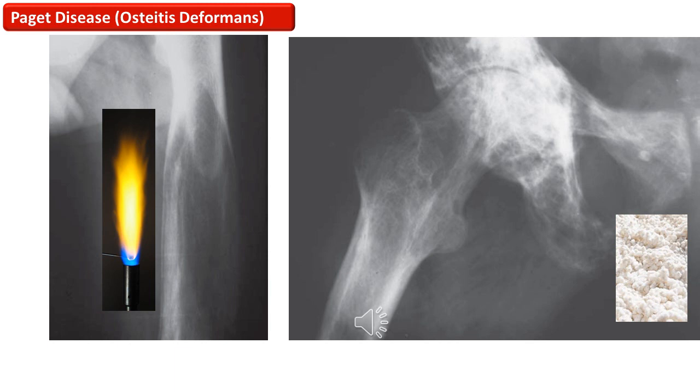As the disease advances, it is characterized radiologically by the cotton wool appearance, that is the presence of cortical disorganization and irregular coarse trabeculation. So cotton wool appearance is the characteristic of late Paget disease.